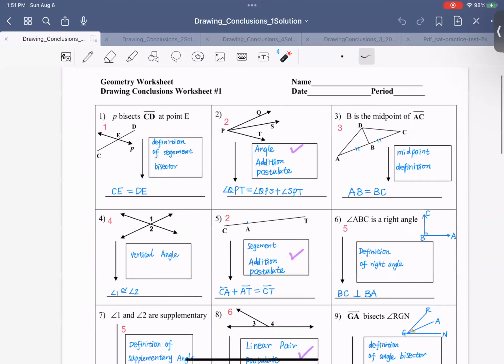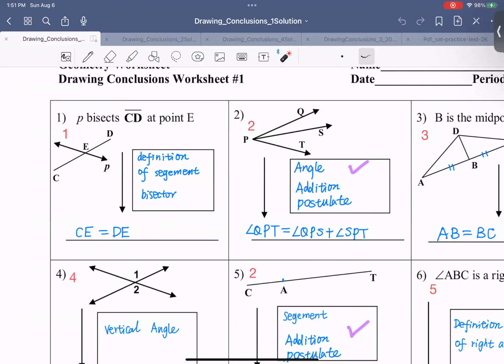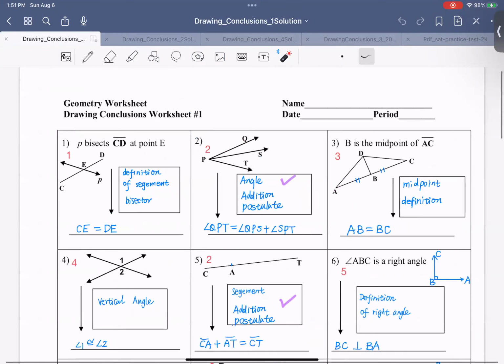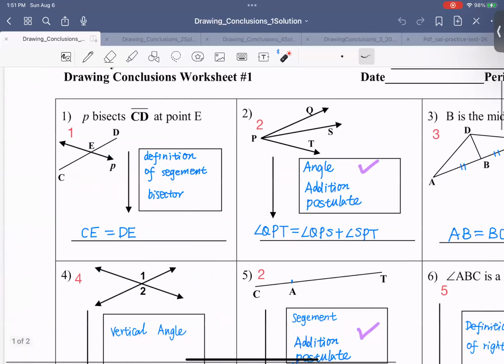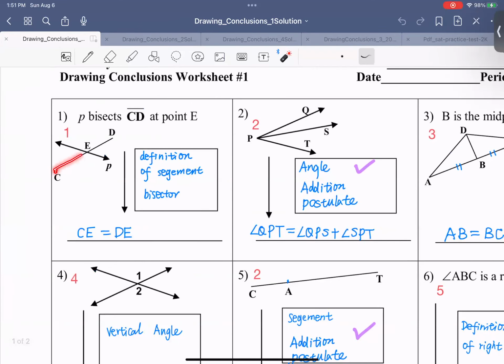Let's see this first one here. If you have a line segment, say this is CD, and lowercase p represents a line. So p bisects CD at point E. That means these two parts are equal. If these two parts are equal, you will see this segment was bisected by this line.